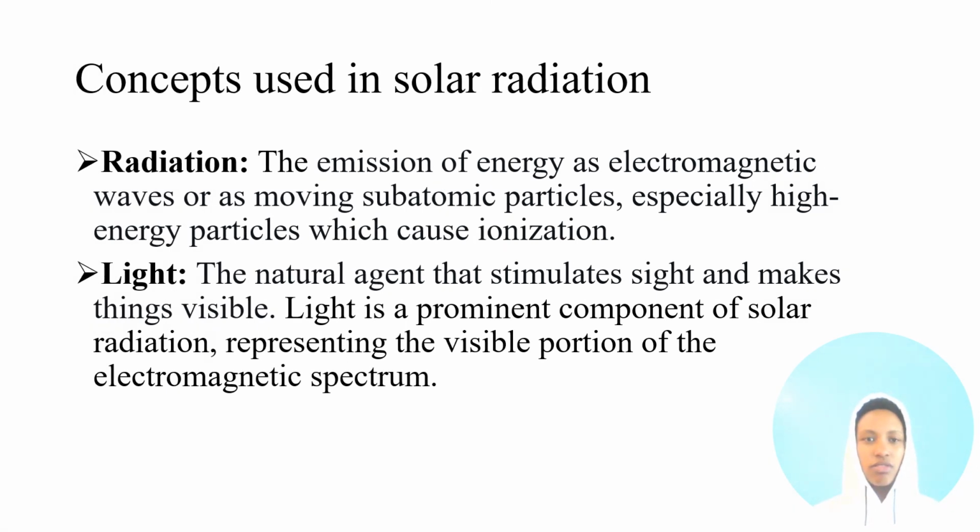Let's continue to the concepts used in solar radiation. The first one is radiation: the emission of energy as electromagnetic waves or as moving subatomic particles, especially high energy particles which cause ionization. The second one is light, the natural agent that stimulates sight and makes things visible. Light is the prominent component of solar radiation, representing the visible portion of the electromagnetic spectrum.